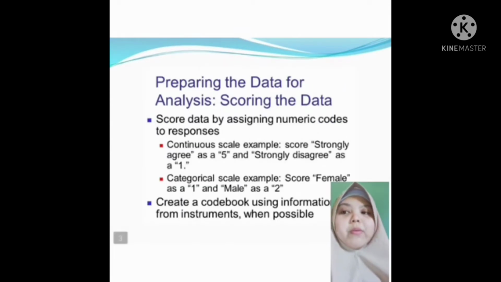So the first we have preparing the data for analysis. There is score data. Scoring data means that the researchers assign a numeric score or value to each response category for each question on the instrument used to code data. So the second, create a code book using information from the instrument when possible.